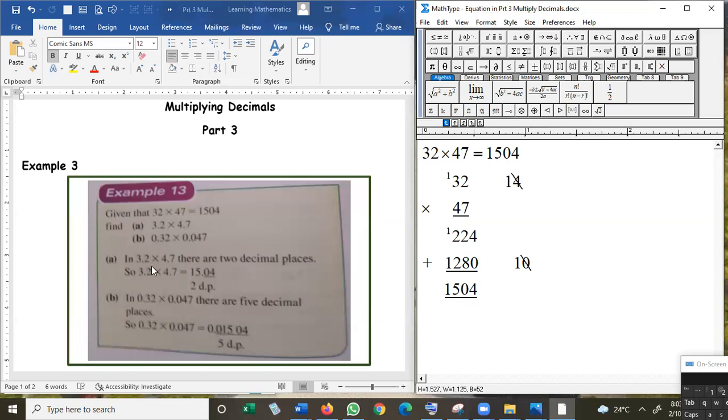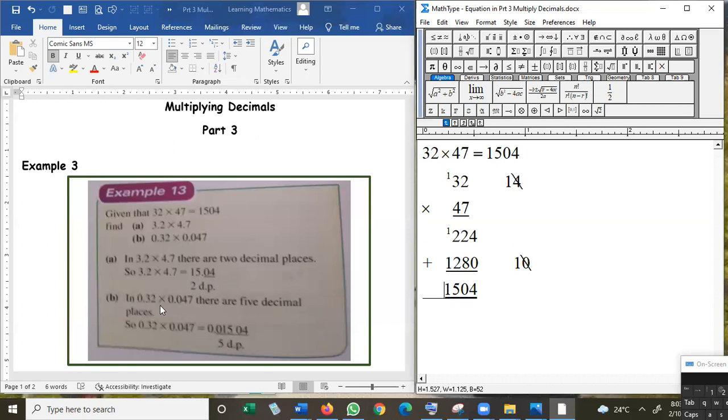So what they are basically trying to say is, in 3.2 times 4.7, there are 2 decimal places: 1, 2. So the answer will have 1504 in it, but it will have 2 decimal places. The answer will have 1, 5, 0, and 4 in that order, 1504, but with 2 decimal places because of the 2 decimal places in the multiplication. And you have 15.04, 2 decimal places.